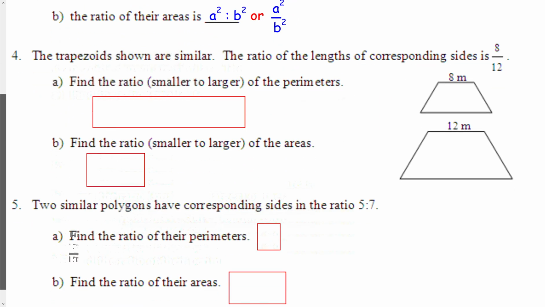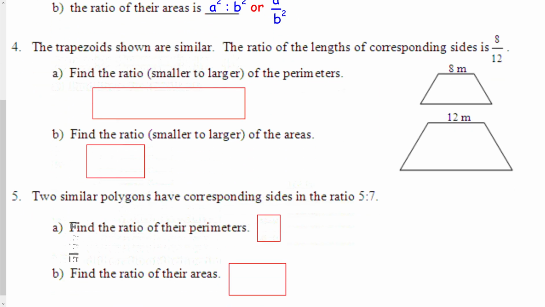So number 4, we've got two trapezoids that are similar to each other. The ratio of the lengths of the corresponding sides is 8 to 12. We could either be given that fraction, or it could just be given to us in the picture as it is here. So if our job is to find the ratio, now smaller to larger, so the order is dictated for us, of the perimeters first.